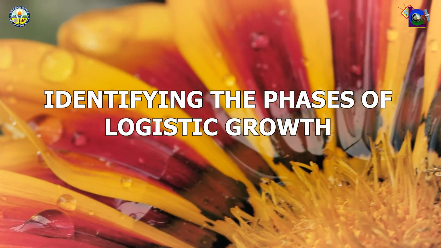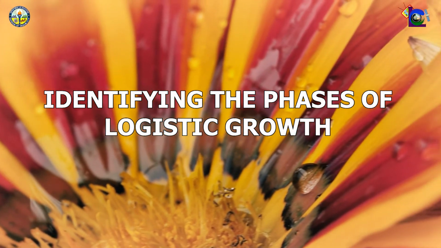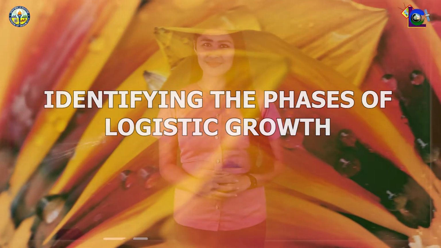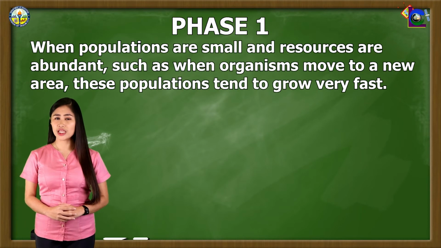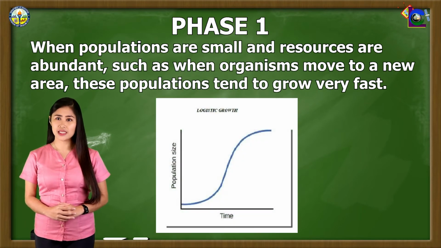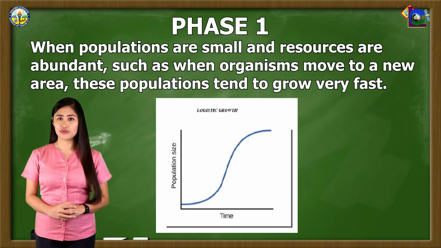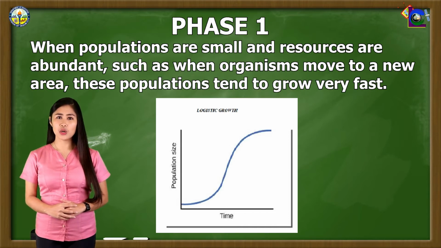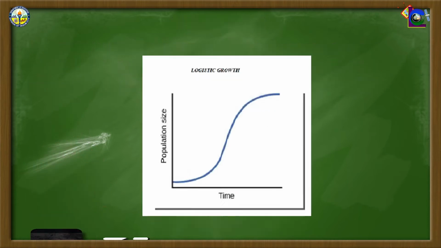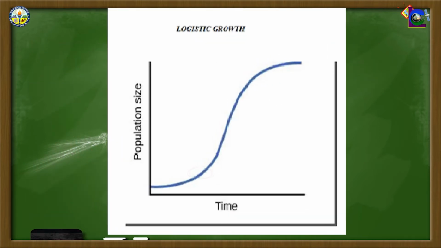You'll realize how exciting plotting is in our next activity, identifying the phases of logistic growth. Phase 1. When populations are small and resources are abundant, such as when organisms move to a new area, these populations tend to grow very fast. Circle only the area of the graph that shows exponential growth and label it Phase 1 Exponential Growth.